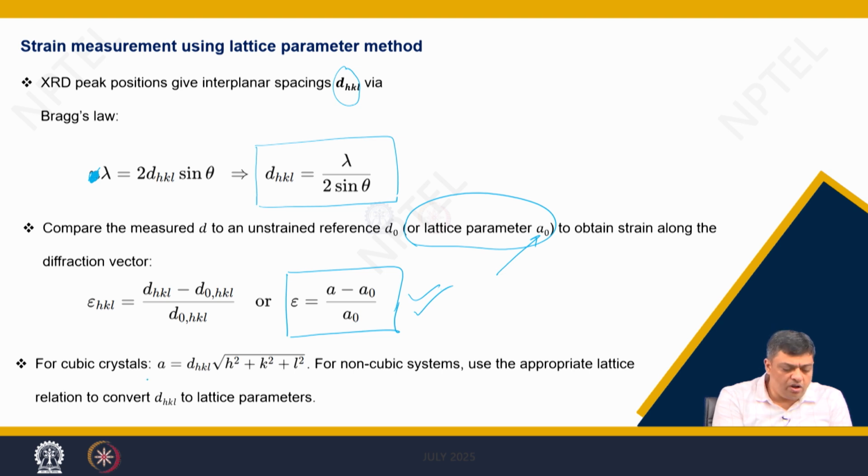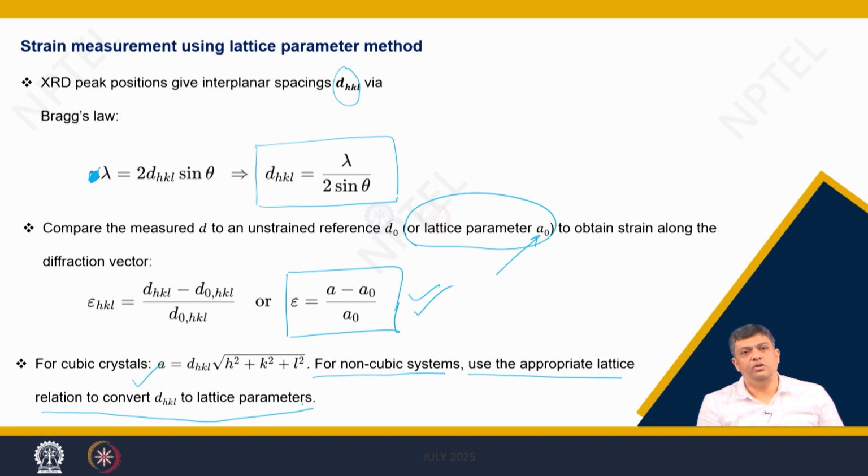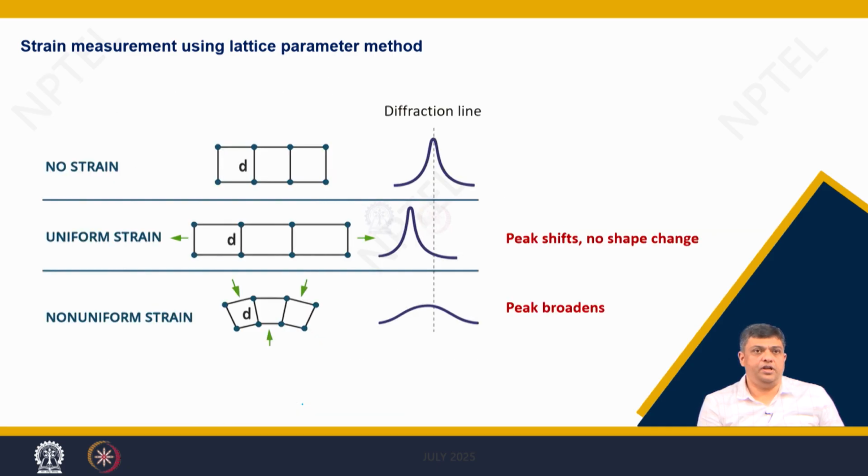For example, for cubic crystals, A is equal to d_hkl into under root h square plus k square plus l square. For non-cubic systems, you can use the appropriate relations to convert d_hkl to lattice parameters, and you can then use these values to determine the values of epsilon.